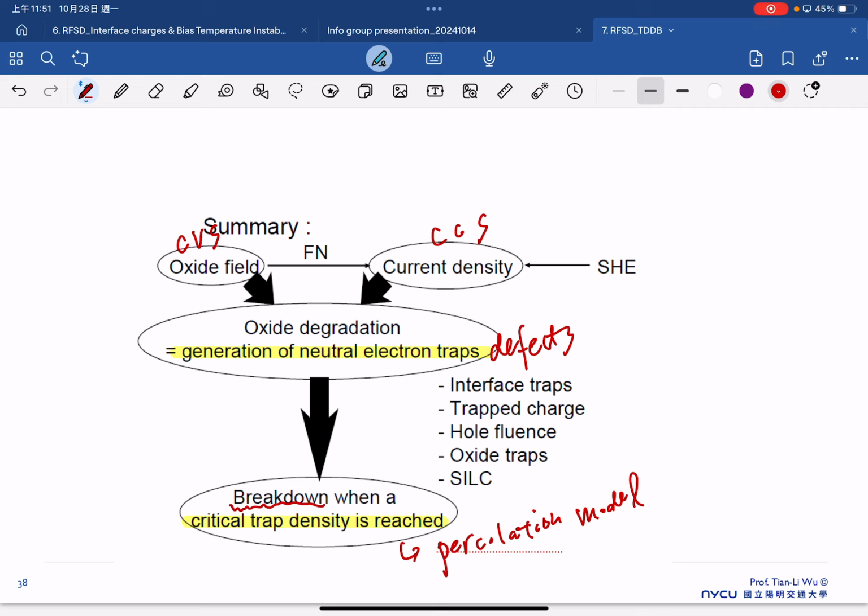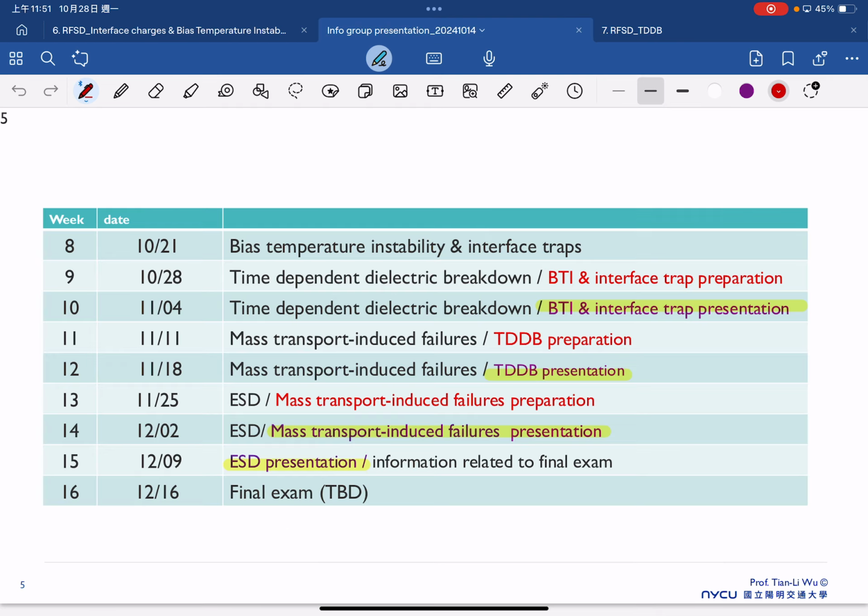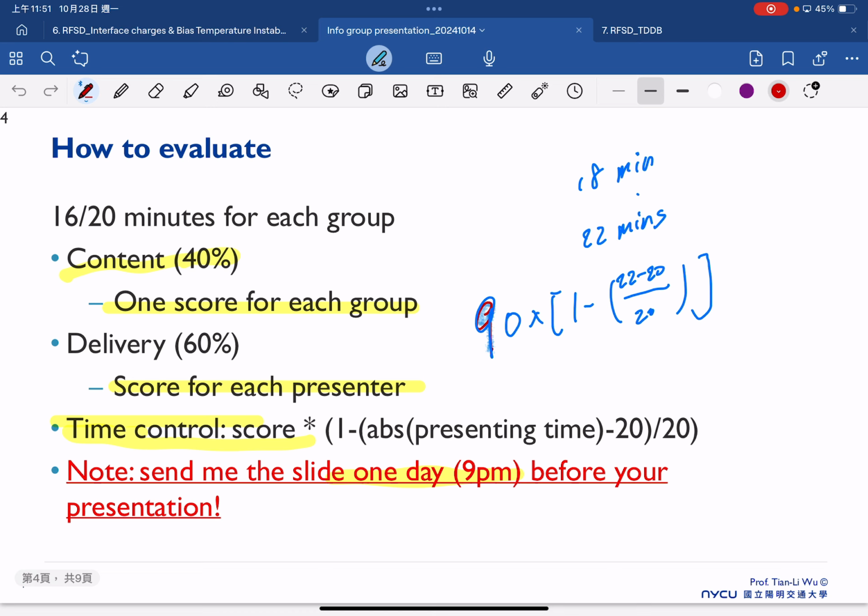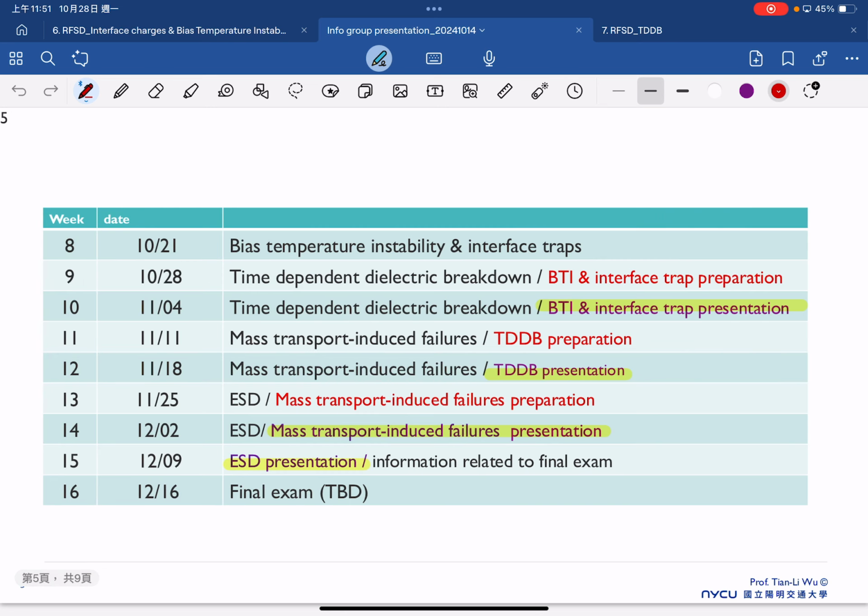Okay, so ideally I should stop earlier because I hope you can have time for discussion, and we still have 10 minutes, so if you need to work with your teammate, I still can have some time here. So we will have the group presentation next week, so you need to send me the slides. I think I made the information available by 9 p.m. So next week we have the presentation here for BTI interface trap. So now you can either use the time right now or find your time afterwards to discuss with your teammates.